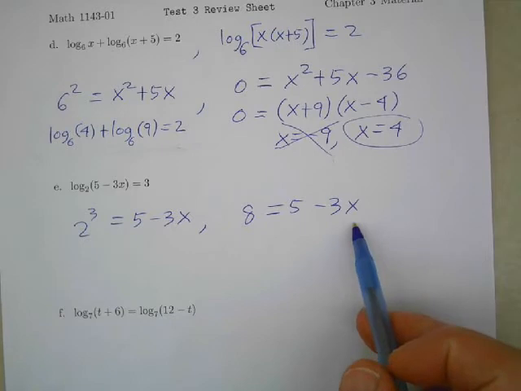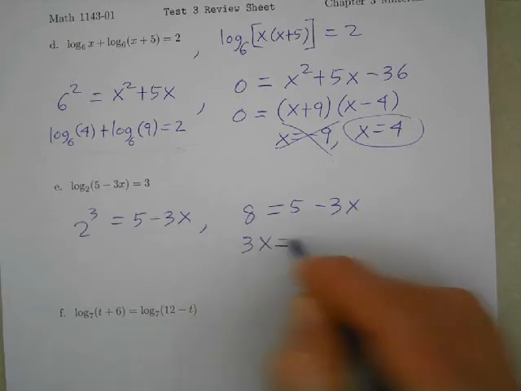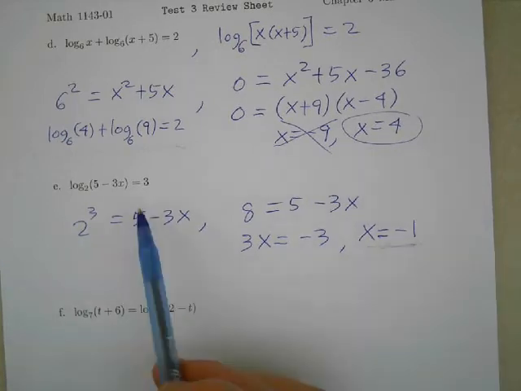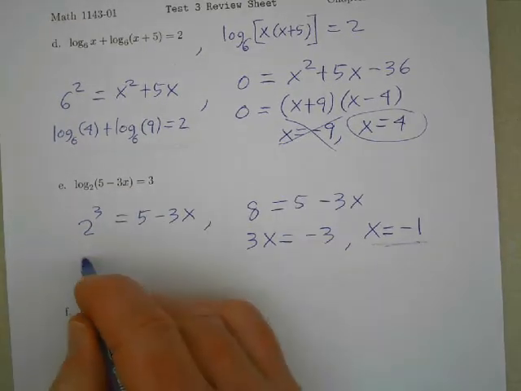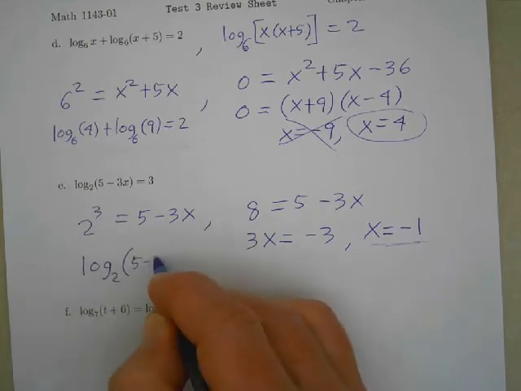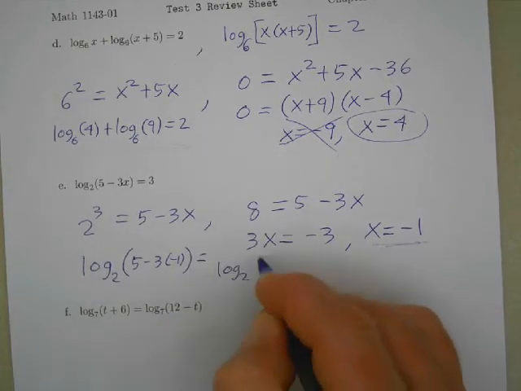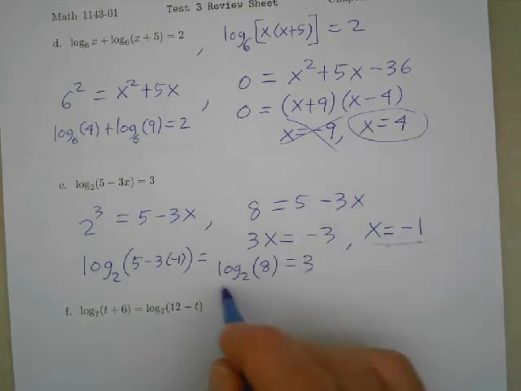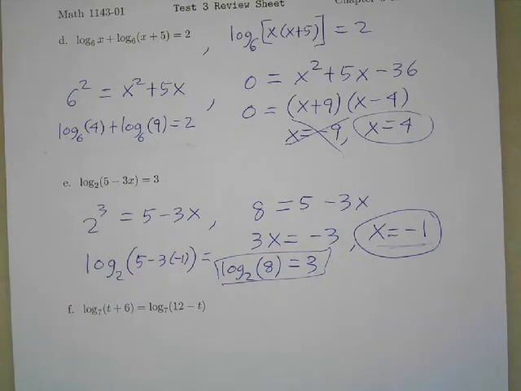So we'll add 3x to both sides and subtract 8 from both sides. We get 3x equals negative 3, or x equals negative 1. Even though x equals negative 1, when you replace x in the argument with negative 1, you still get a positive argument, because 5 minus 3 times negative 1 is 5 plus 3, or 8. And log base 2 of 8 equals 3 is true, because 2 to the third equals 8. So negative 1 is the solution to that equation.